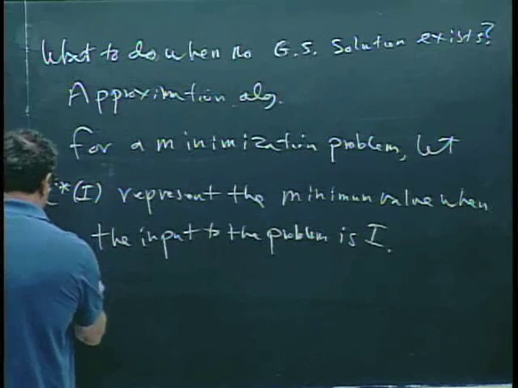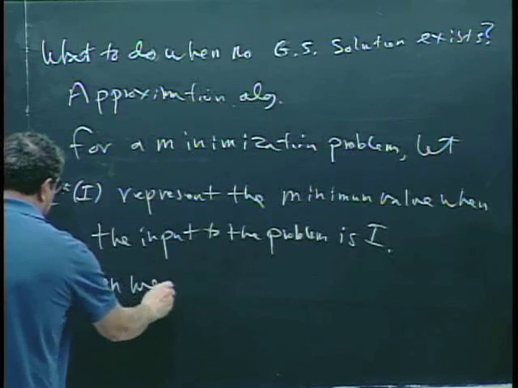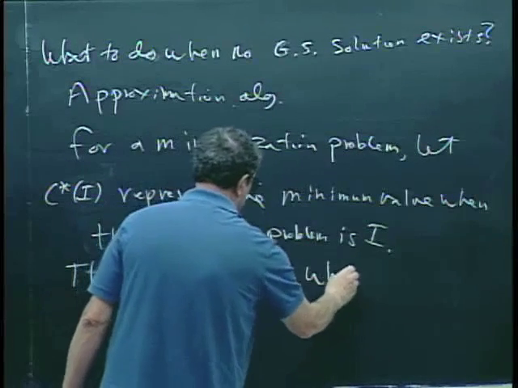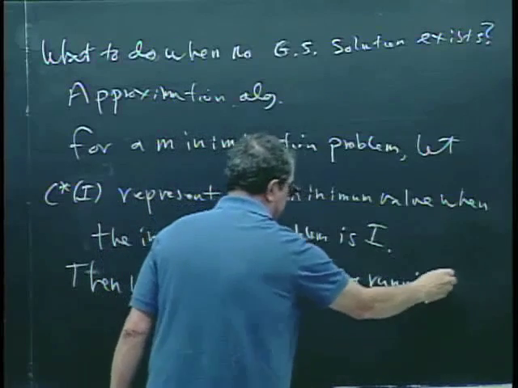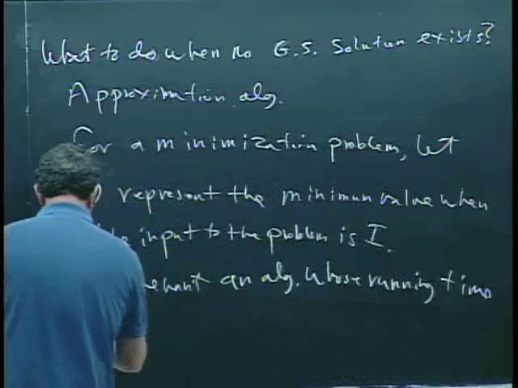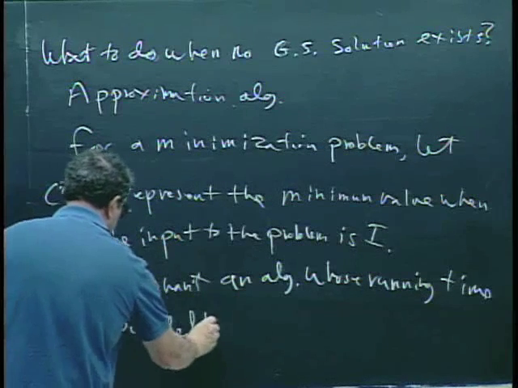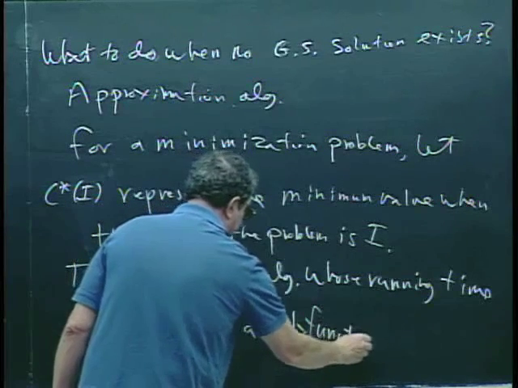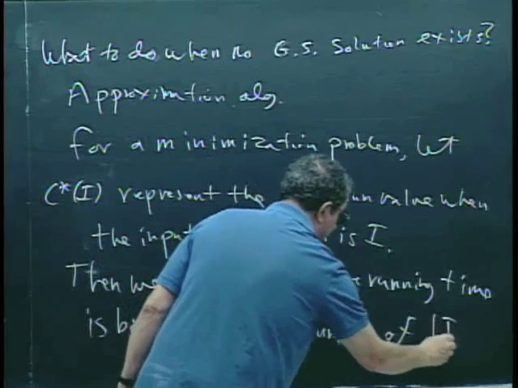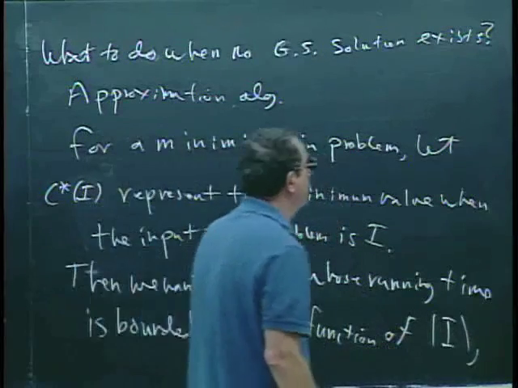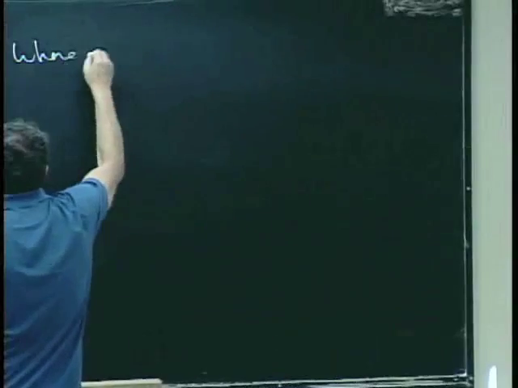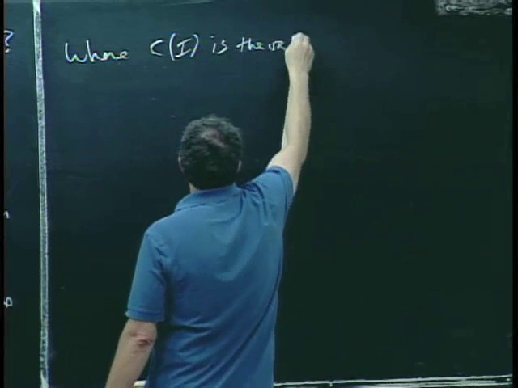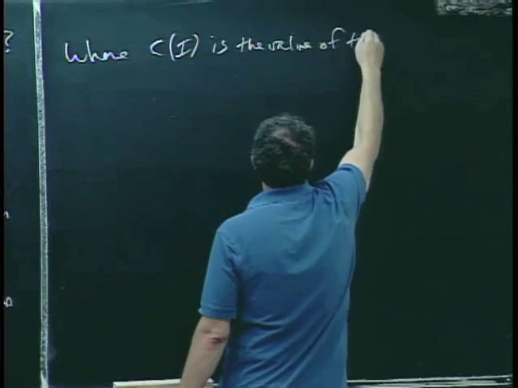Okay, so then we want an algorithm whose running time is bounded by a polynomial function of the input size, where C of I is the value of the solution given by the algorithm.